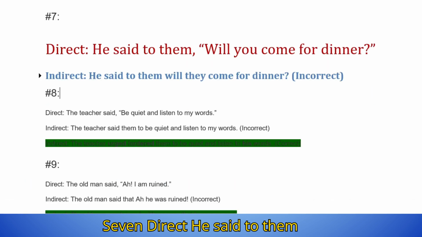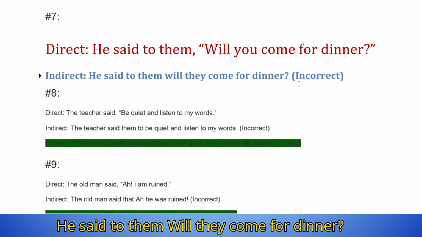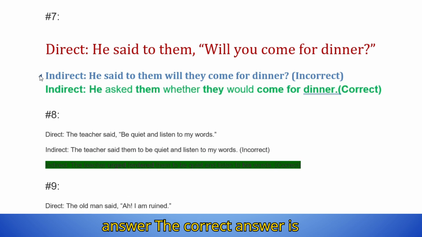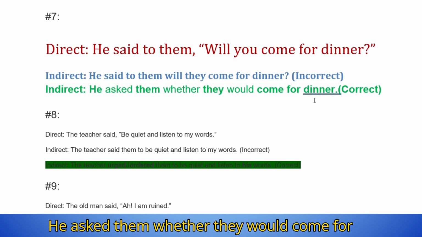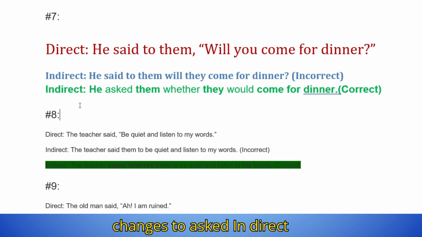7. Direct: He said to them, "Will you come for dinner?" Indirect: He said to them, will they come for dinner? Incorrect. Write the correct answer. The correct answer is: He asked them whether they would come for dinner. Reporting verb: "said to" changes to "asked."